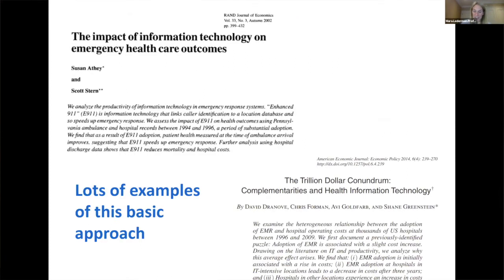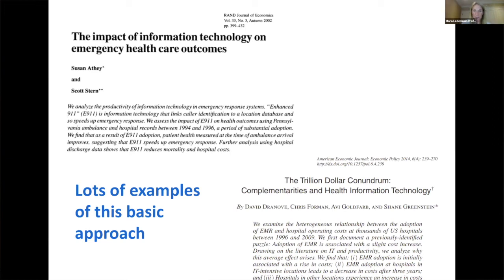So there's tons of examples in the literature from this. I've just got sort of headlines of two that I like for sort of personal reasons. So, an old paper from Susan Athey and Scott Stern, The Impact of Information Technology on Emergency Healthcare Outcomes. This was the first paper I ever RA'd on, which is why it has a special place in my heart. And this paper very much follows that approach I just told you.